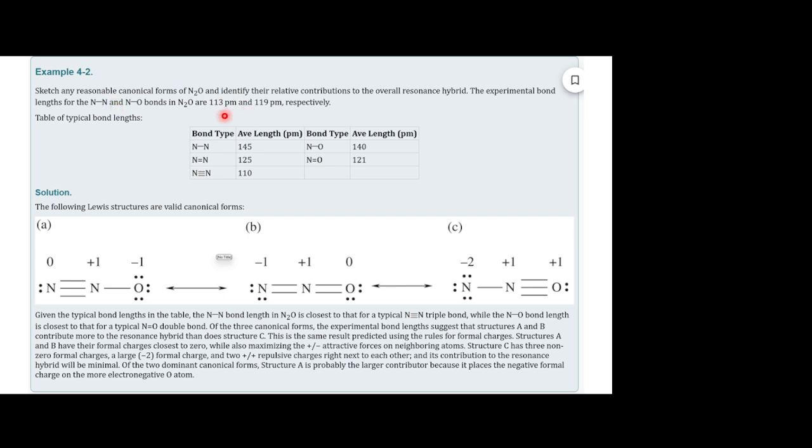Okay, so we look here, and this is 113 for the NN bond. That would be between the nitrogens, right? And this would be 119 for the NO bond, right? Between the nitrogen and oxygen, okay? Okay, and so we look here, and we see that it's 119 here, right? And that's closest to this one, isn't it? Okay? And we see a 113 here. That's actually closest to this one, isn't it? Yeah. So what we're saying is these are the two major contributors, isn't it? Okay? And we're actually seeing a lot of contribution from those.